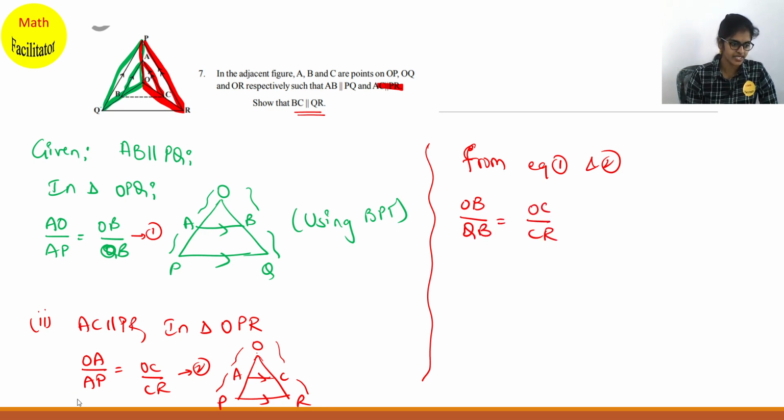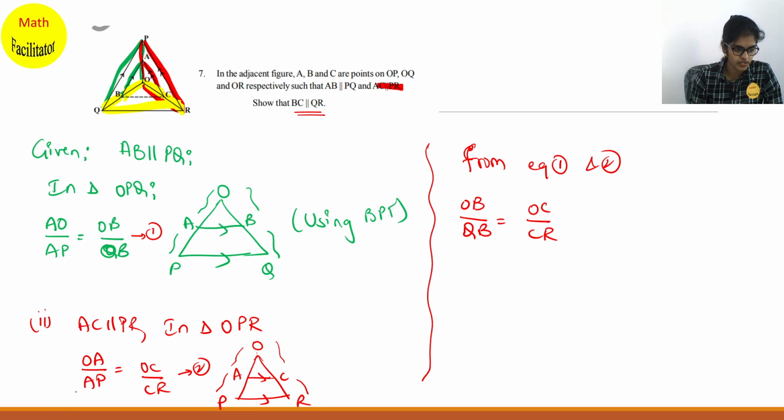Okay. So let's see what it is here. See here, OB is here. Okay, OB by QB is here. So OB by QB is equal to OC by CR. So which triangle is this? This is a triangle. Okay, smaller triangle. See here, down you have one triangle, isn't it?